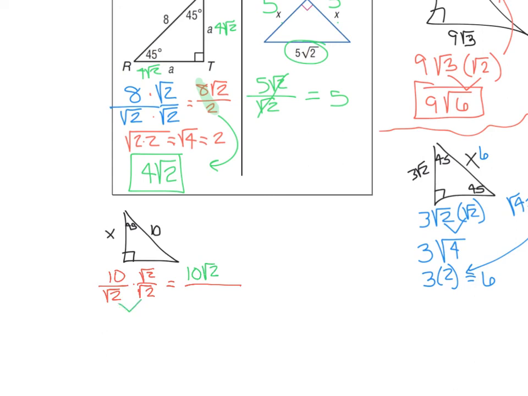And then here on the denominator, we have root 2 times root 2. So 2 times 2 is 4, and the square root of 4 is really 2. So that's my denominator. My last step is to see if I can simplify this 10 over 2, which it can in this case, because 10 divided by 2 is 5. So our final answer would be 5 root 2.